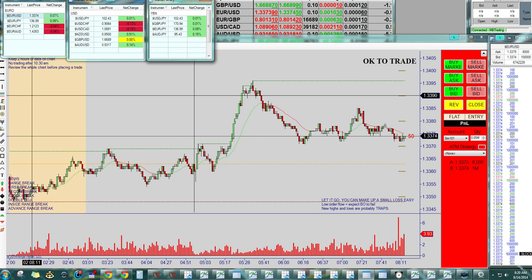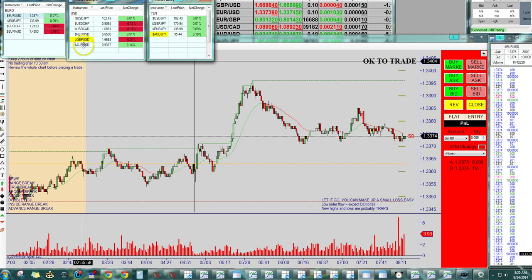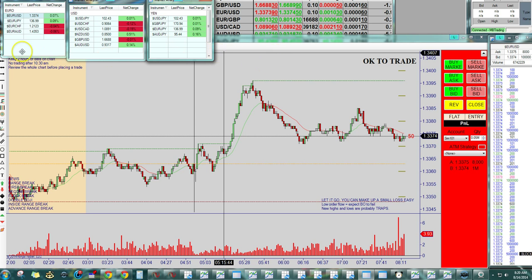I have a market analyzer here of the euro currency pairs, and I've got another one here for the US currency pairs, and another one for the yen currency pairs. And I like to take a look at these to get a good idea of how the market's been trading, so I can see what currencies are weak, which ones are strong.